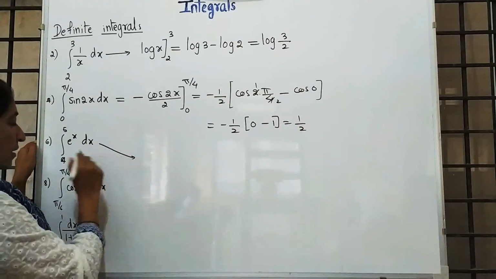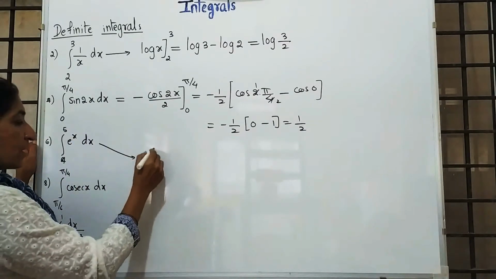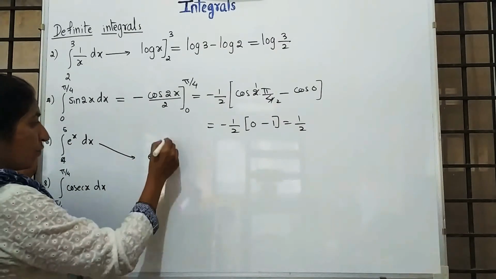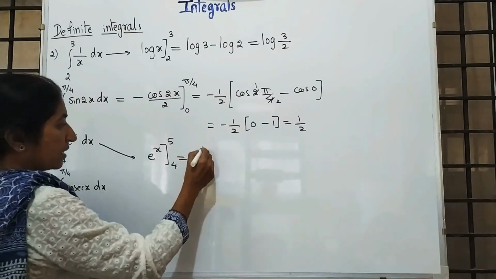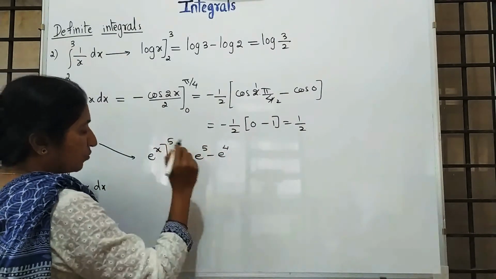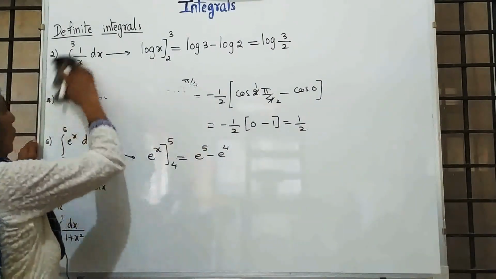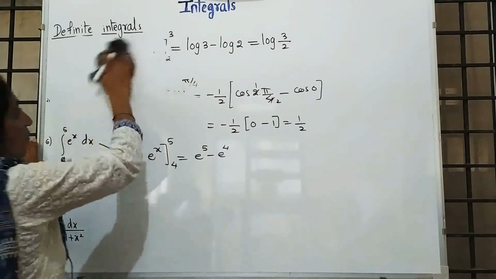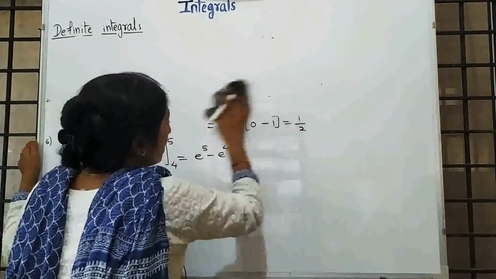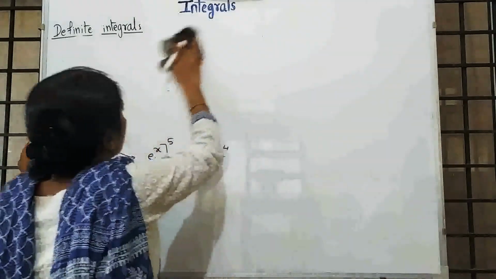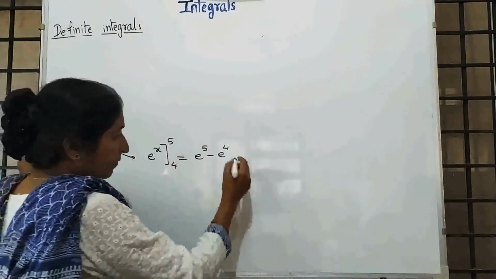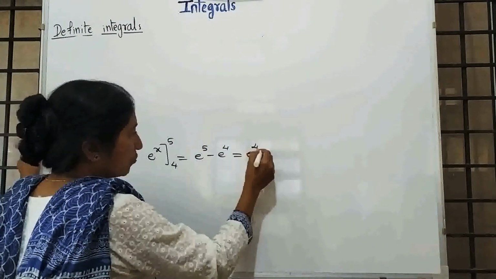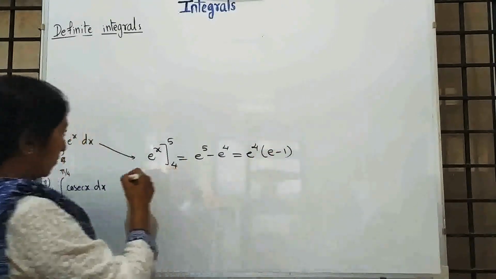Next here, integration of e raised to x is e raised to x from 4 to 5, that is e raised to 5 minus e raised to 4. If you want you can continue further, otherwise stop it here only. Further continuation means what? What is the minimum term we have to take as a common? The minimum term is e raised to 4 in the bracket e minus 1.